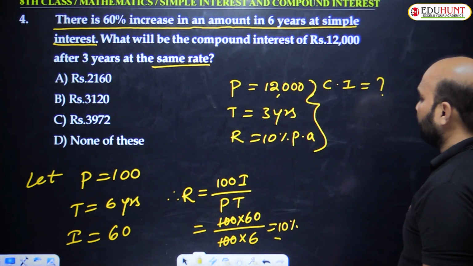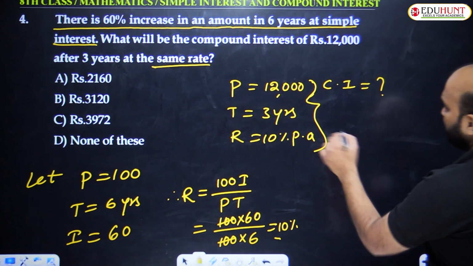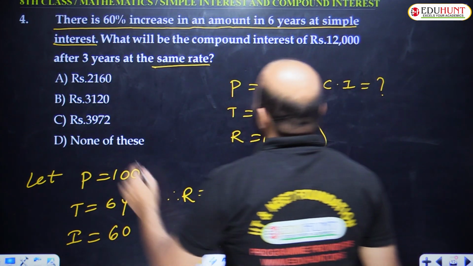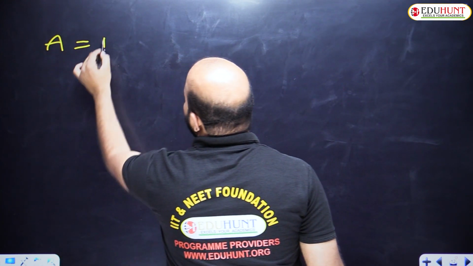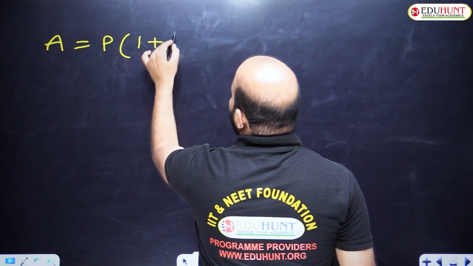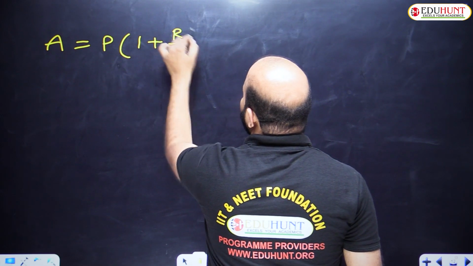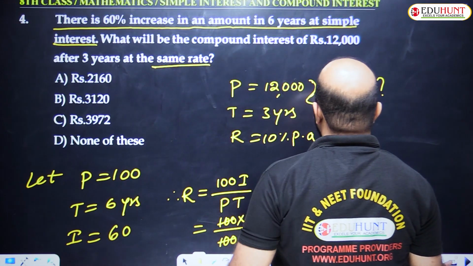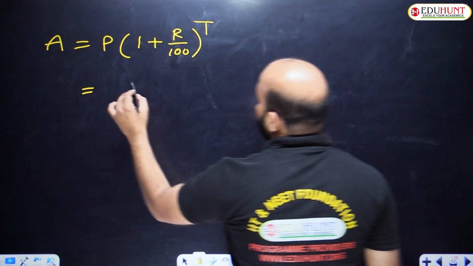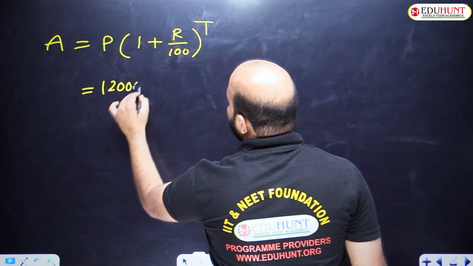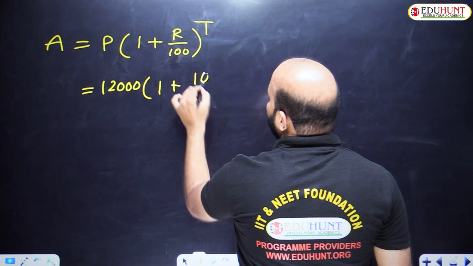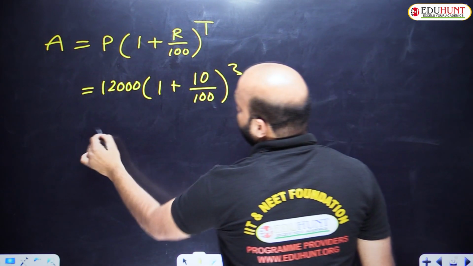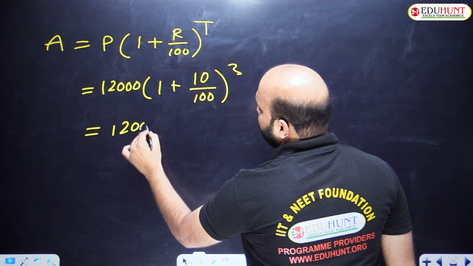So by using the amount formula according to the traditional method, amount equals P into 1 plus R by 100 whole power T. This is the amount formula. First you have to find the amount. Principal, how much is given? 12,000. 12,000 given. 1 plus rate of interest already got 10%, whole by 100. Time 3 years mentioned. Whole cube. So 12,000 into.